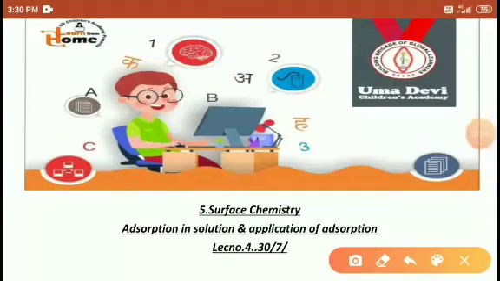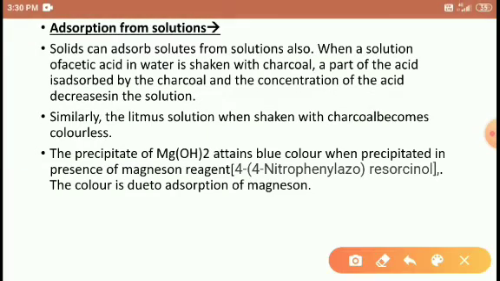So today we are discussing adsorption in solution and the application of adsorption, students. Solid can adsorb. Solid means solid charcoal. Adsorb the solute from solution. It means we are using a solution here. When a solution of acetic acid in water is shaken with charcoal, part of the acid is adsorbed by the charcoal.